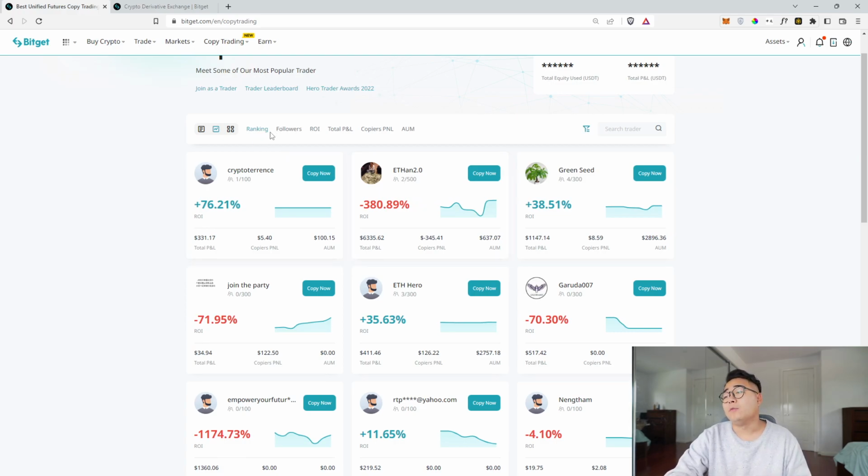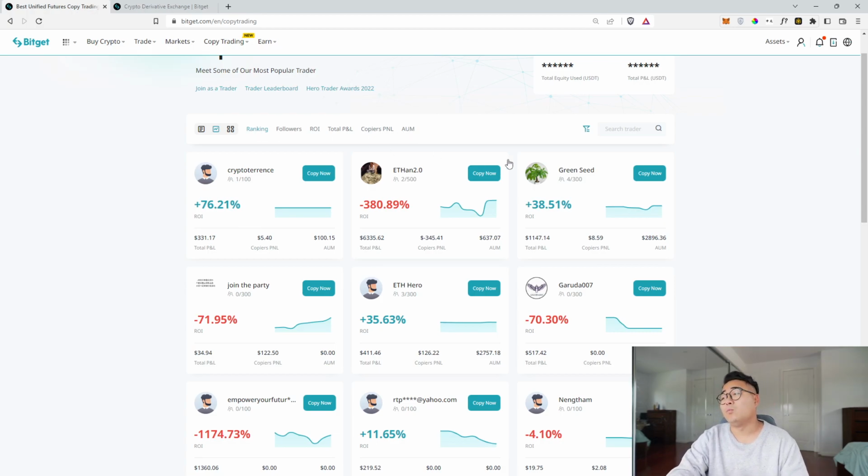Okay, so obviously there are ways that you can filter across the top ranking followers: ROI, which stands for return on investment; total PNL, total profit and loss, which actually just stands for the amount of money that's sitting in their accounts; copiers PNL, the amount of money that's been generated for the copiers. And then you've got AUM, which stands for assets under management.